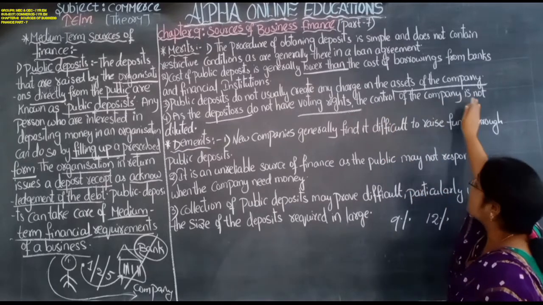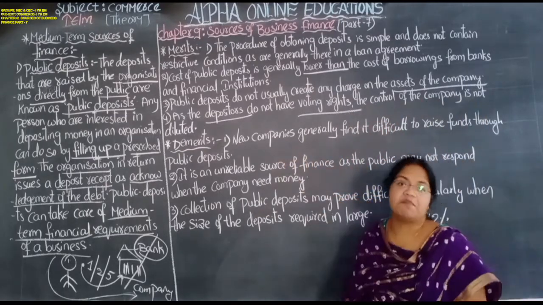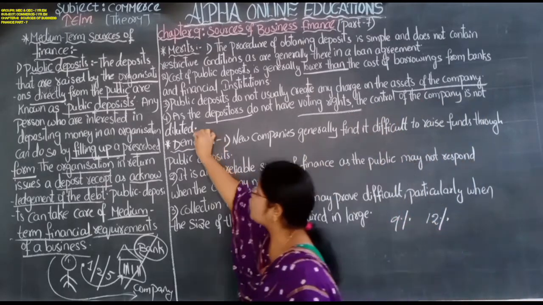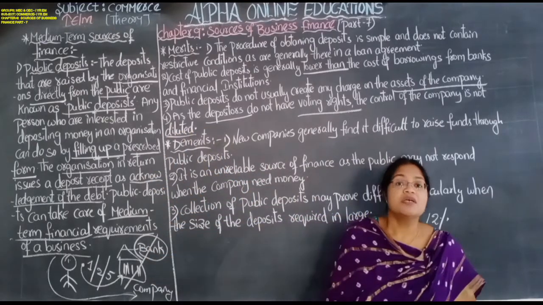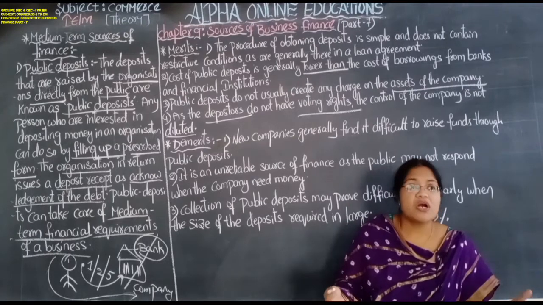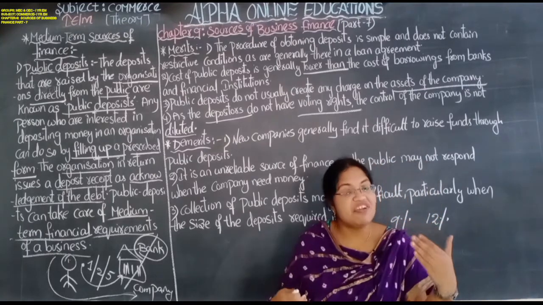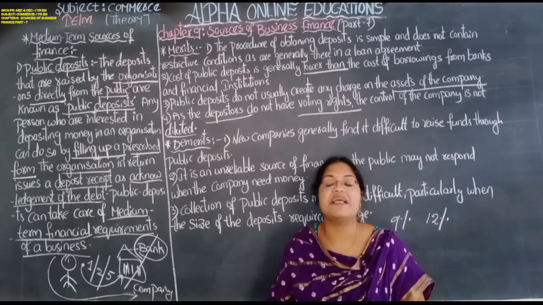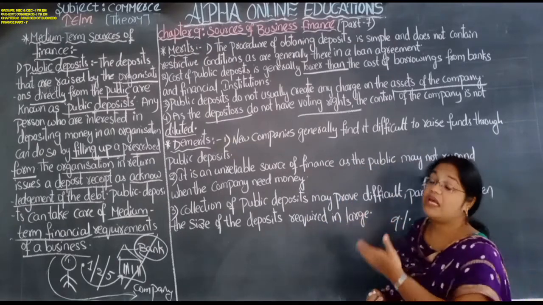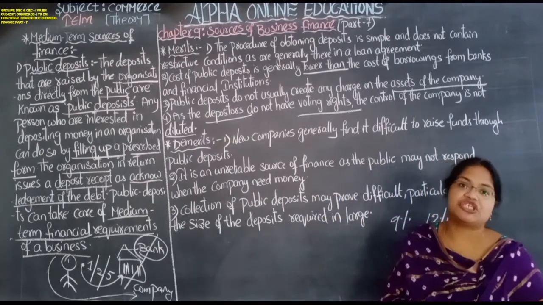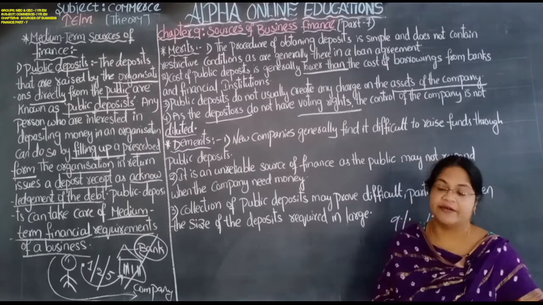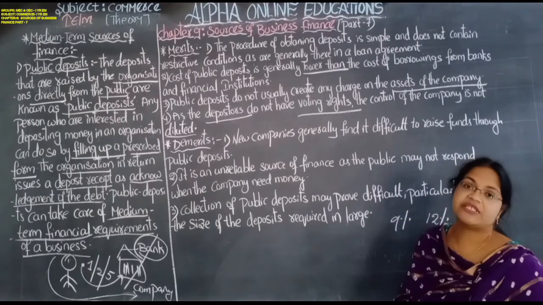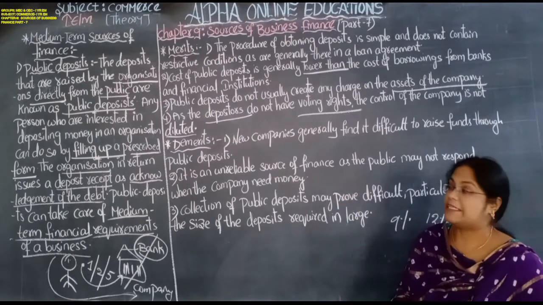The control of the company is not diluted, means the control of the company is not weakened. Diluted means weak. It will not weaken because they are not controlling the company. Only the equity shareholders control the company. That's why it is very beneficial for the equity shareholders because their rights are not violated here. Next, demerits of public deposits.